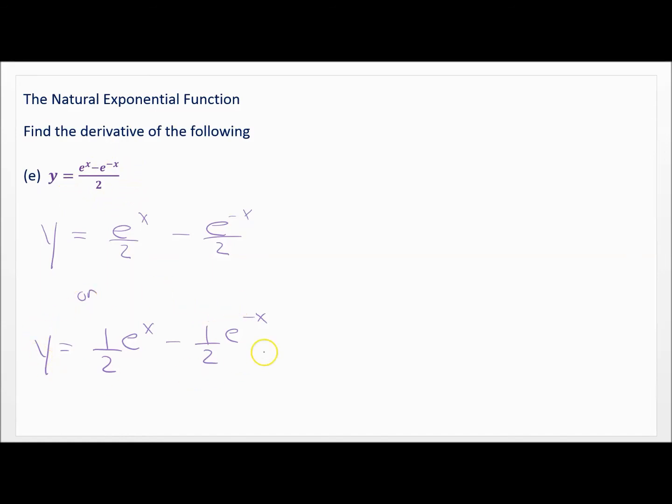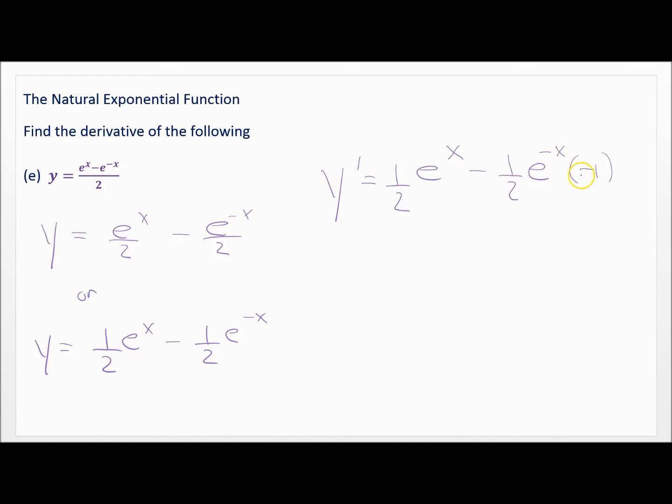This, I think, is the easiest, the bottom one, to take the derivative of, because the 1/2 is just a constant multiple, so is the negative 1/2. So I have y prime equals, again, I just bring down my constant, and then the derivative of e to the x is e to the x. And then for the second term, I have minus 1/2. Now the derivative of e to the negative x is e to the negative x, but see, I don't have just an x in the exponent, so I have to take the derivative of the exponent, so times negative 1.